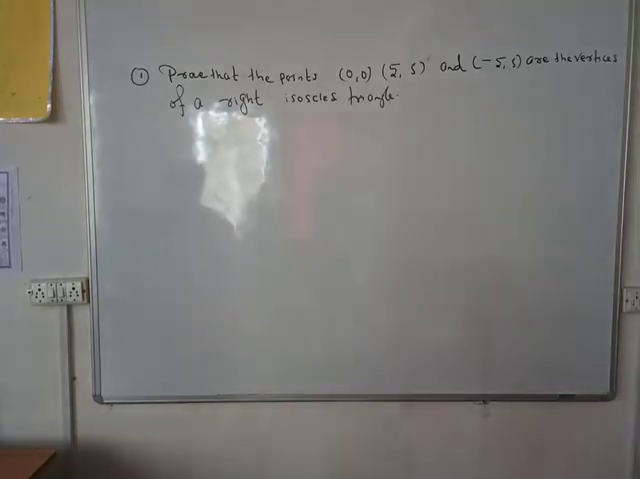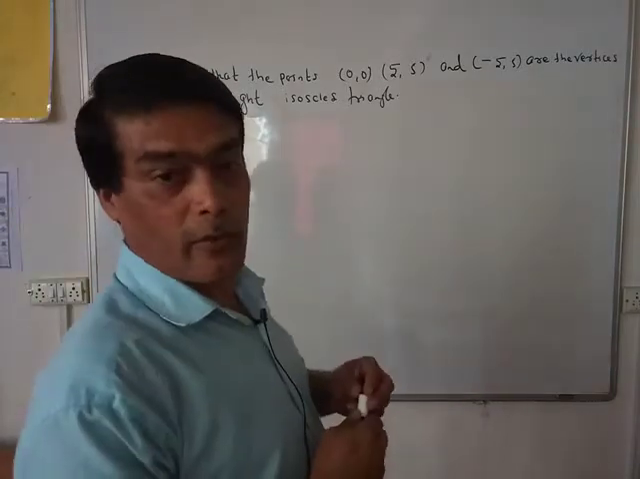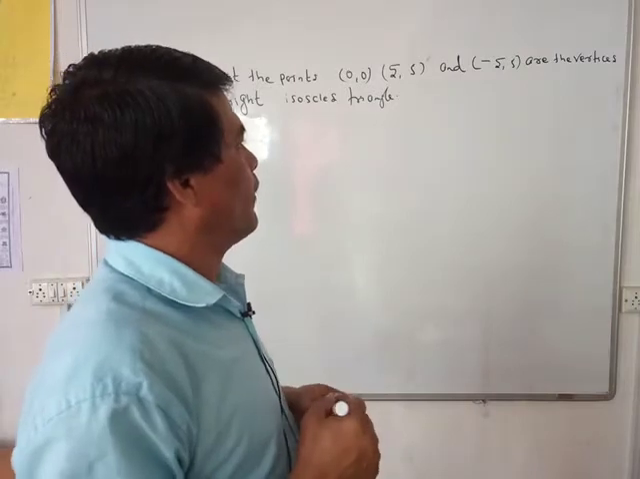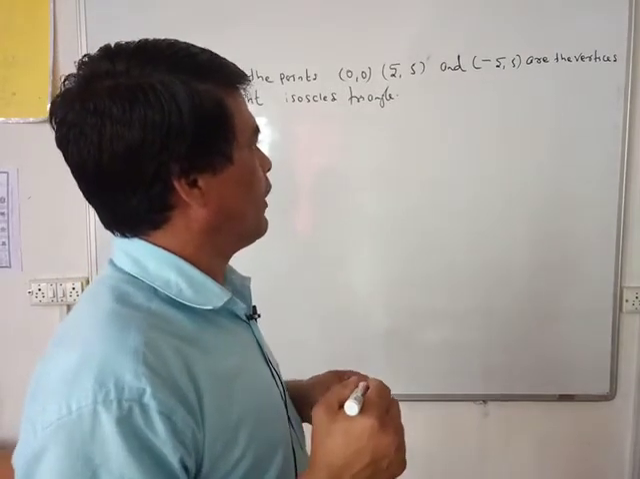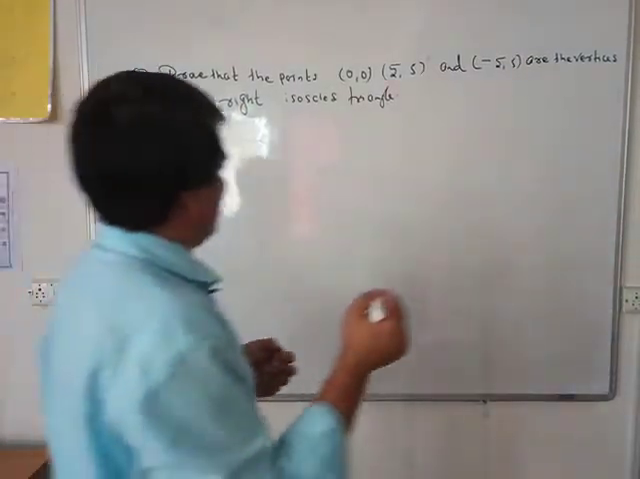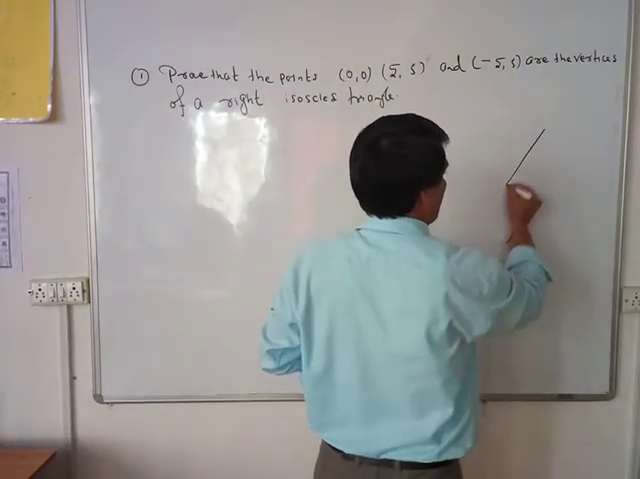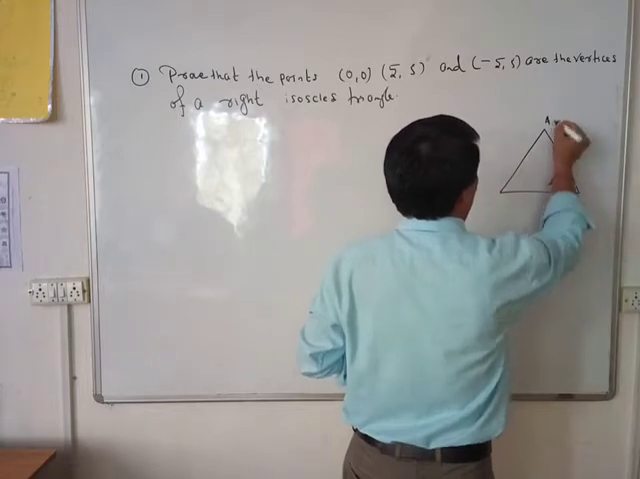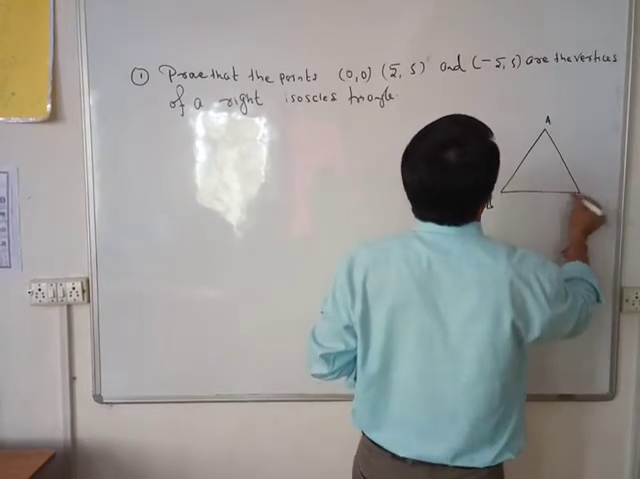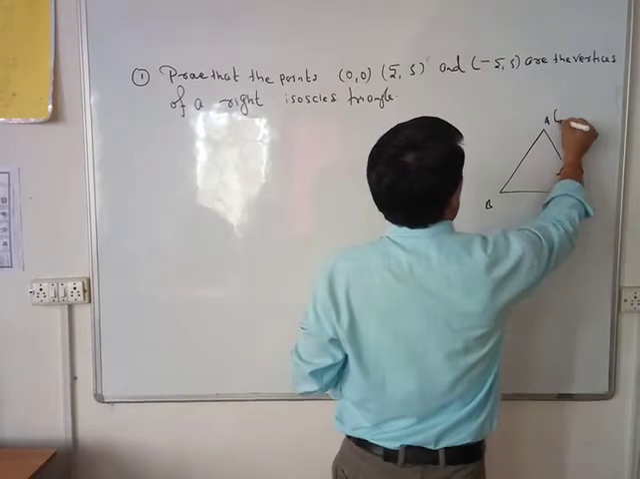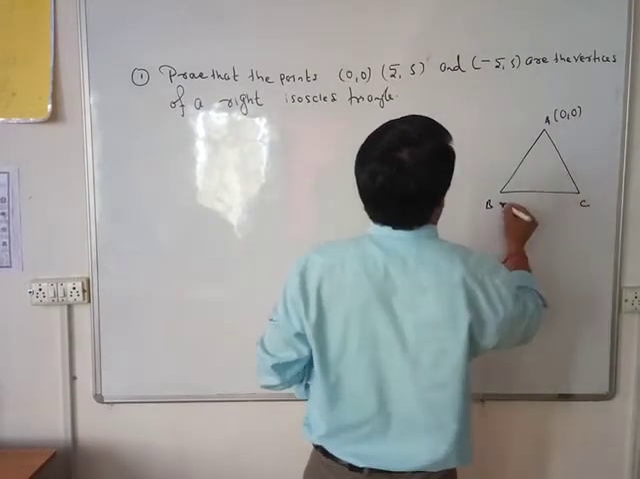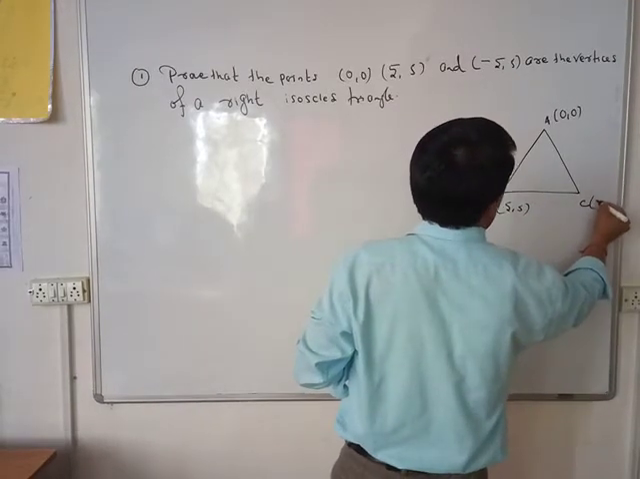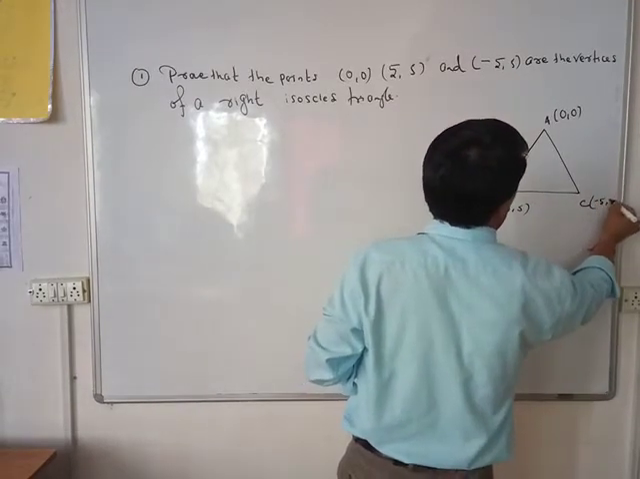Today we will discuss the coordinate geometry extra questions. Prove that the points (0, 0), (5, 5) and (-5, 5) are the vertices of a right isosceles triangle. Firstly, you have to draw one triangle. The coordinates are A, B and C. The coordinate of A is (0, 0), the coordinate of B is (5, 5) and the coordinate of C is (-5, 5).